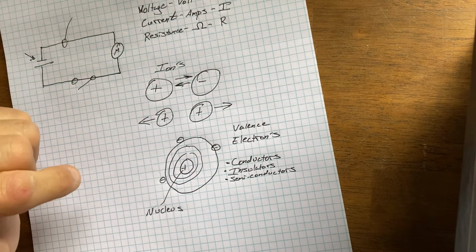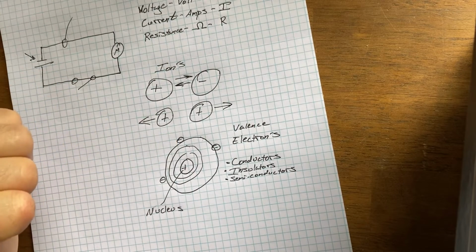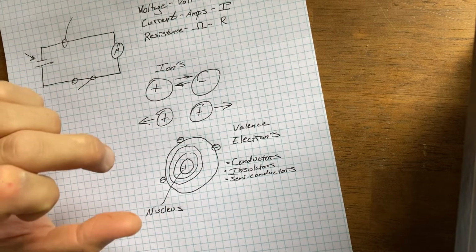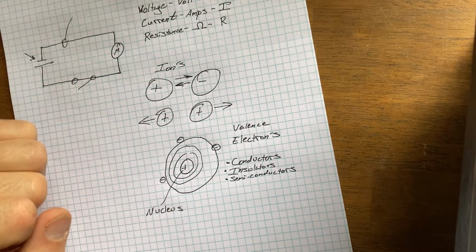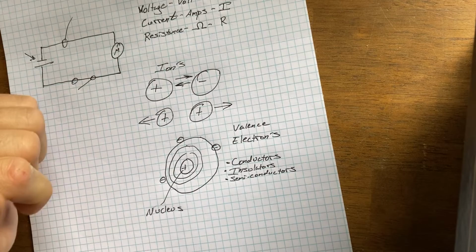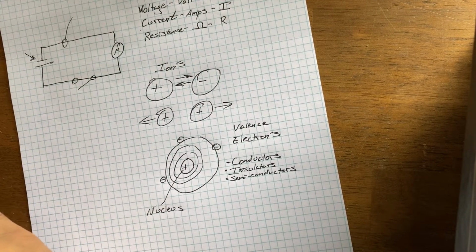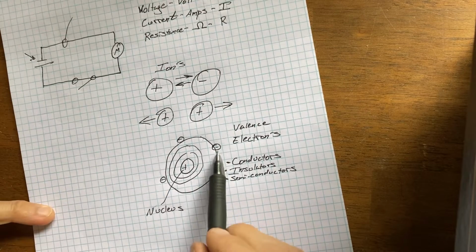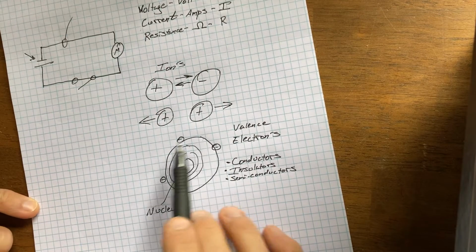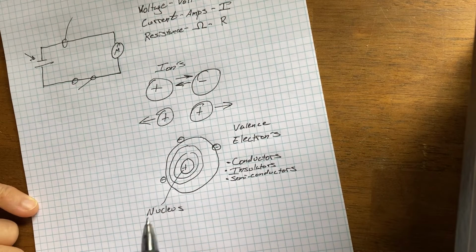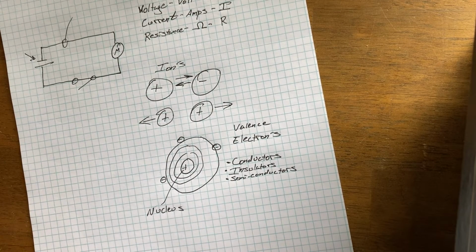So if you have a really good conductor, it's going to have one valence electron. But if you have an atom that has, say, 6 valence electrons, then it's going to become an insulator. And once again, a semiconductor is one that has 4 valence electrons. And that basically determines how well it conducts electricity: how many valence electrons it has. The fewer valence electrons it has, the better conductor it is. The more valence electrons it has, the better insulator it is.